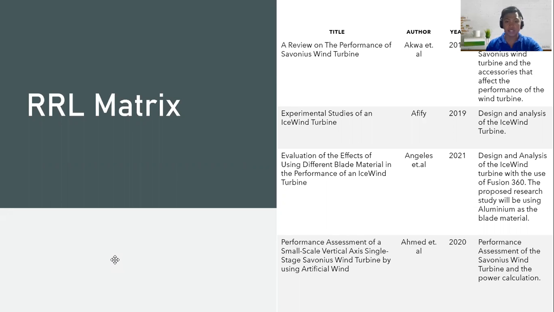These studies discuss the types of wind turbines such as the Savonius and IceWind. The relevance of these studies to the research is that they allow the researchers to have an idea of what type of wind turbine will be used, the design, and their performance.